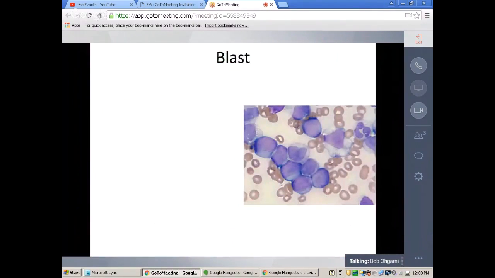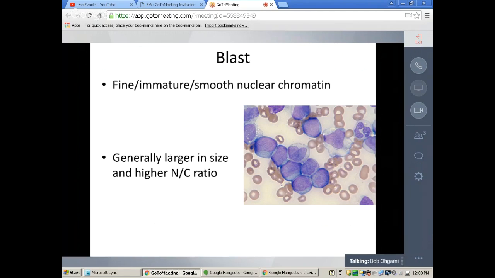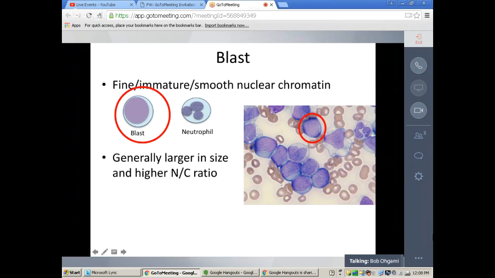What is a blast? Much of this will be familiar to all, but it's nice to go over. Blasts are cells with fine, immature, smooth nuclear chromatin when you're looking at them morphologically. They're generally larger in size and have a high nuclear to cytoplasmic ratio. Here's a cartoon diagram of a blast compared to a neutrophil. You can see the different condensation, and you can also see it in real life on a picture on the right.